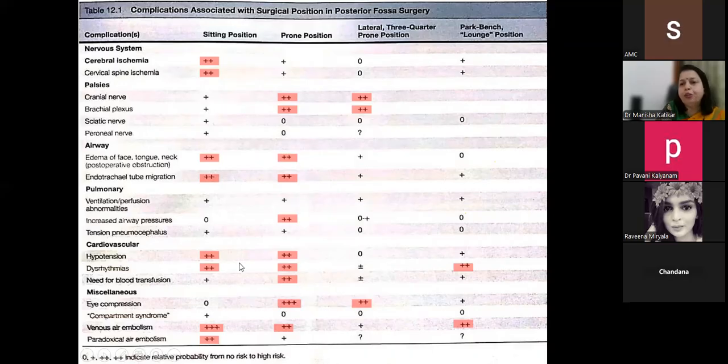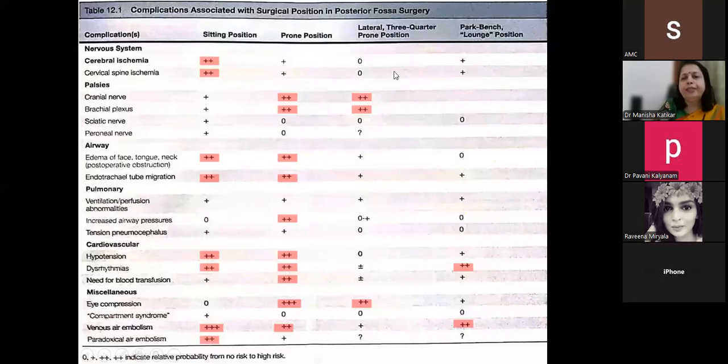So you have to be aware of such complications, and in your MD exams, a full question can be asked on post-operative visual loss, and a full chapter is there in Miller's Textbook of Anesthesia on post-operative visual loss. So please go through that chapter.